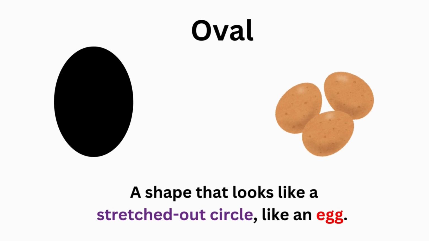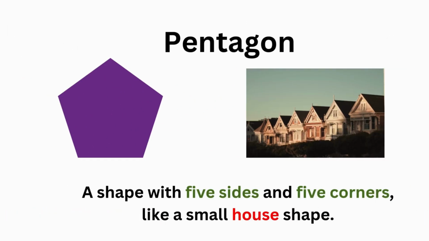Oval. A shape that looks like a stretched out circle, like an egg. Pentagon. A shape with 5 sides and 5 corners, like a small house shape.